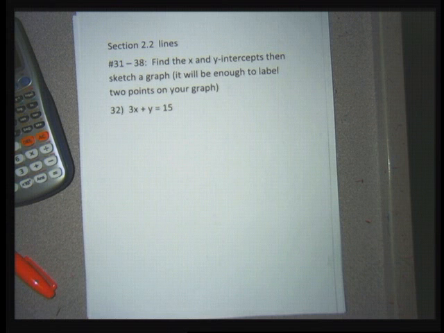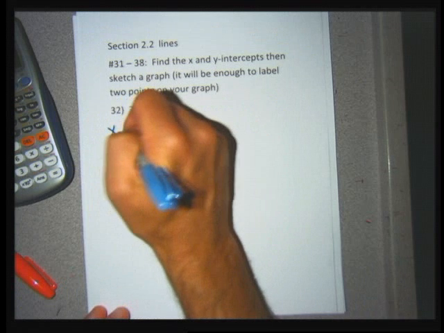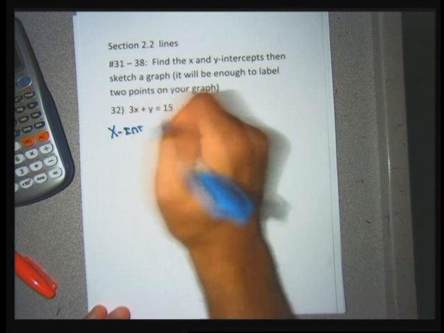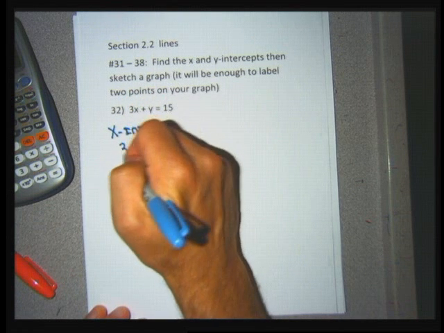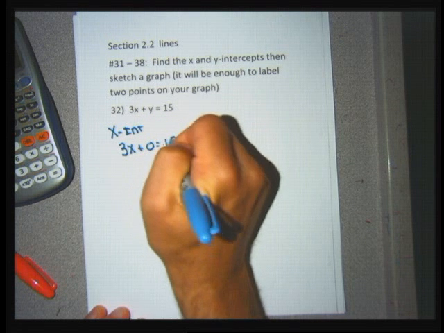And because I'm asked to find the intercepts, I'm not going to write the equation in y equals mx plus b form and graph like I did the last few problems. I'm going to graph completely differently. And these problems require algebra. It's not hard algebra. We did x-intercepts in the last section, and we did y-intercepts as well. To find the x-intercept, I plug 0 in for y and solve for x.